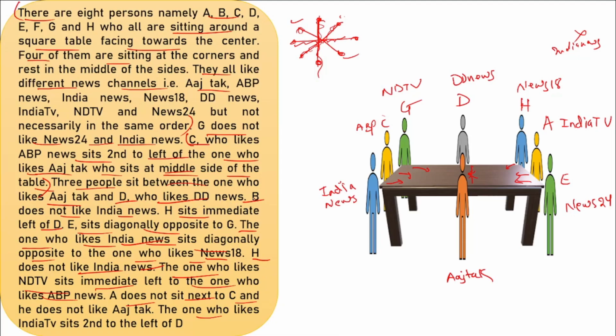So any point related to B? B does not like India News. Have a look at this. B does not like India News. So this guy cannot be B. So this guy will be the other, and F will come at this position. Done. The question is solved now.